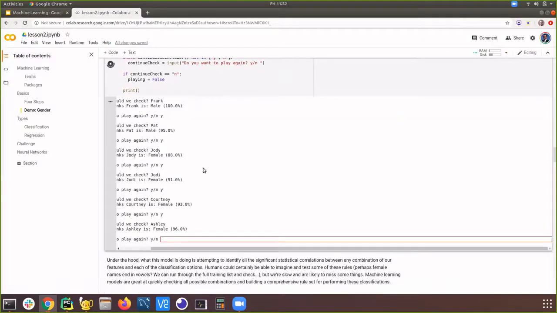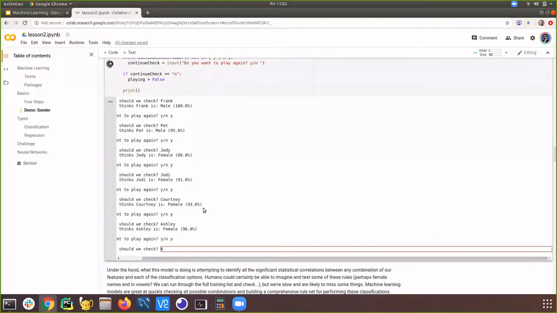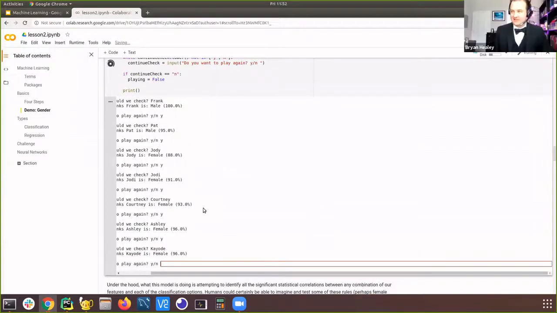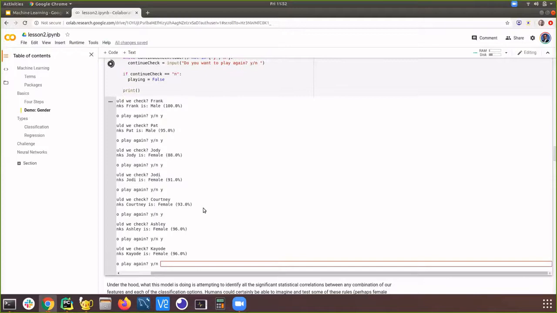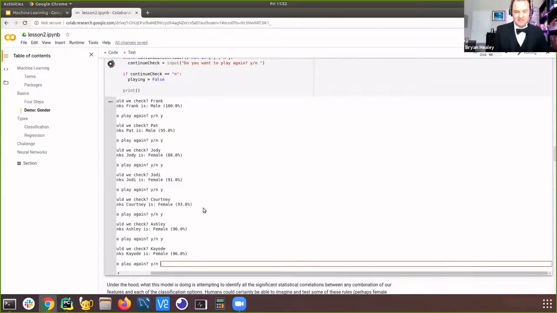Interesting name, Coyote. Coyote? Yeah, Kayyode, like that, D-E. Female, 96%. Yeah, that's wrong. Well, I don't know if that's wrong, but at least my brother would say I think it's good to say it is wrong.